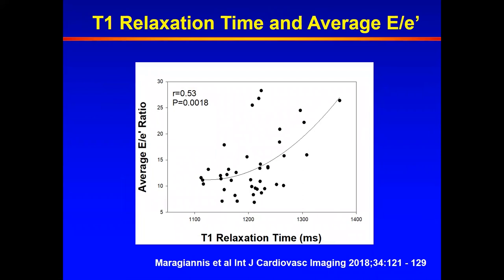You already show it is related to LV mass. The more the mass, the sicker the ventricle, the higher the LA pressure usually.